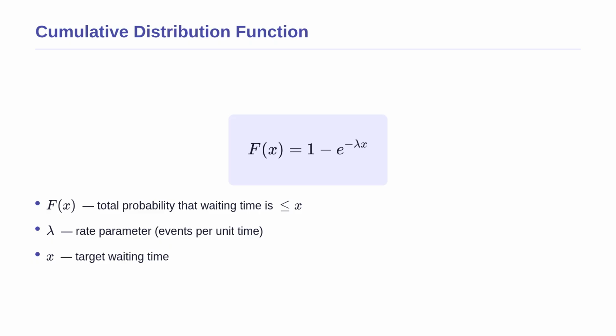Here is the cumulative distribution function. This formula is incredibly powerful because it instantly gives us the exact probability that the waiting time is less than or equal to our target time, x. Conceptually, it represents the accumulated area under the probability curve. Notice that as the waiting time x gets infinitely large, the term e to the negative lambda x approaches 0. This means the total probability approaches 1, mathematically guaranteeing that the event will happen eventually. If the rate lambda increases, the probability approaches 1 even faster, meaning you are likely to wait less time.